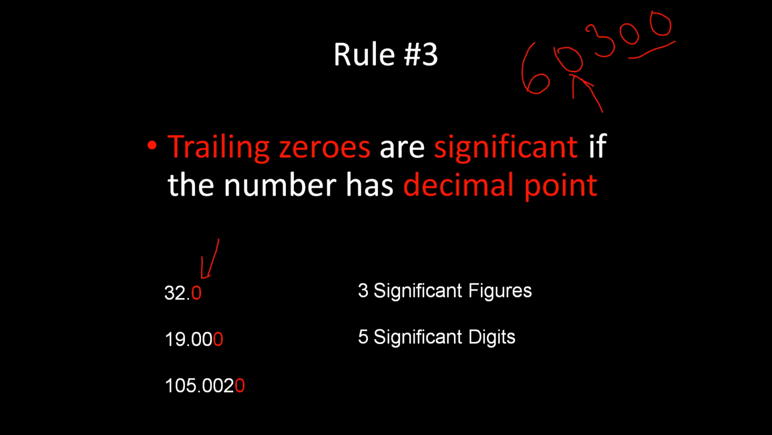105.0020. There are 3 captive zeros. This is one captive zero, this is another, and this is another. All of them are considered significant. There is one trailing zero also, right? But that is also considered significant because the number has a decimal point. So the total number of significant figures in 105.0020 is 7. So we've spoken about non-zero digits, captive zeros, and trailing zeros in a number with a decimal point.